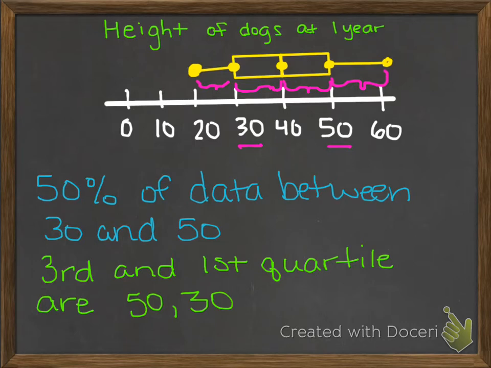The question could also say something like, what percent of the data is between 50 and 60? So the percent of the data then would of course be 25%, because each set from here to here, like I notated in pink here, is 25% of the data.